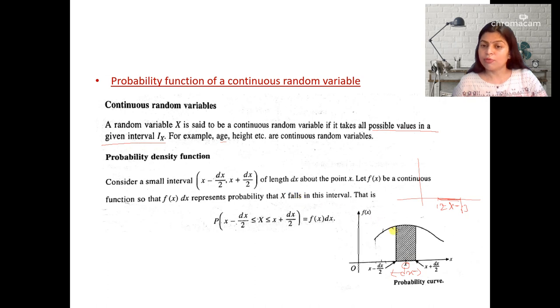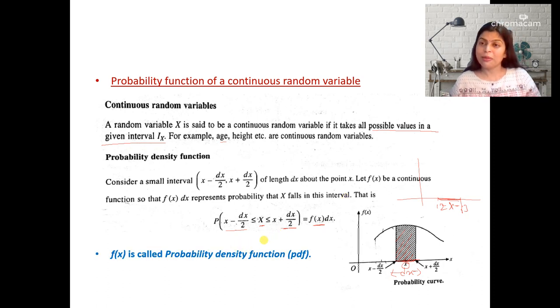The area falls under this curve and is bounded by the x-axis and this interval. So the probability that x lies between this range to this range is equivalent to fx dx. And this fx is called the probability function, or sometimes the probability density function. If you remember, in the discrete random variable, the probability function is called the probability mass function. But when we talk about the continuous random variable, this function fx, which gives the probabilities, is called the probability density function, PDF.